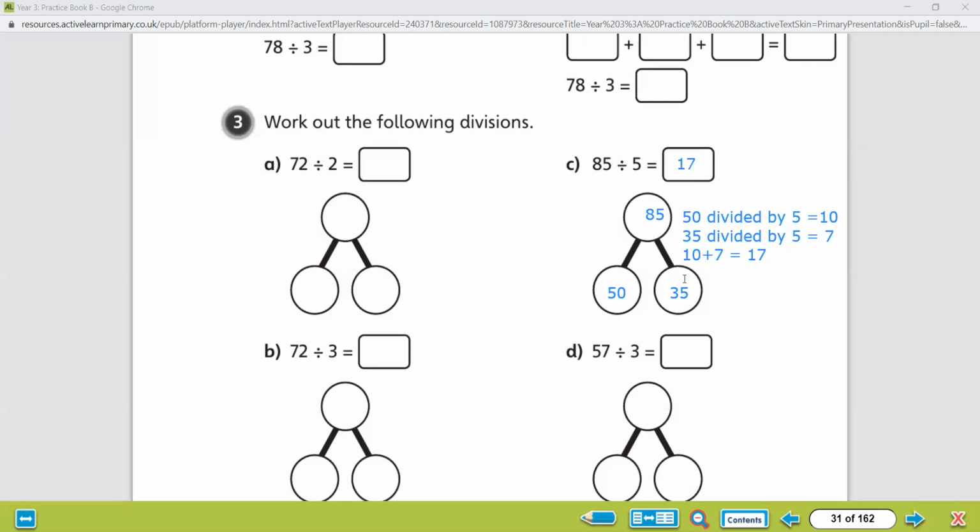I'd like you to have a go at the other 3. You're going to have to split them up into numbers that you can work with that link to the 2 times table and the 3 times table. Good luck, Keller class.